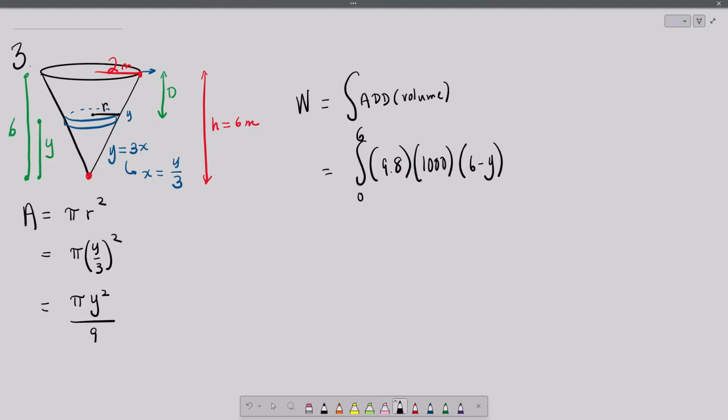For the test, should we know that the density of water is 1,000? I'll give it to you. You'll give it to us? Yeah, I'll give it to you.